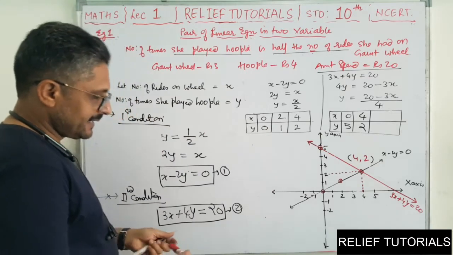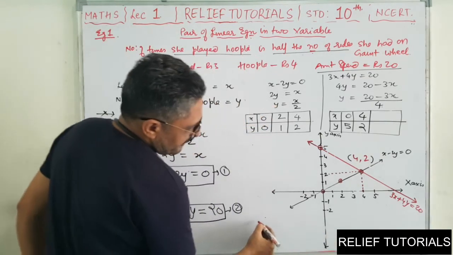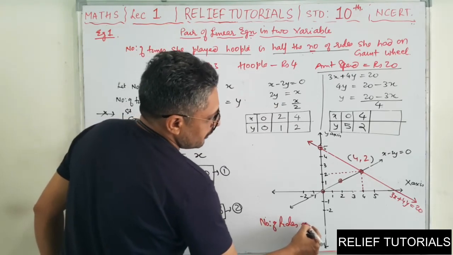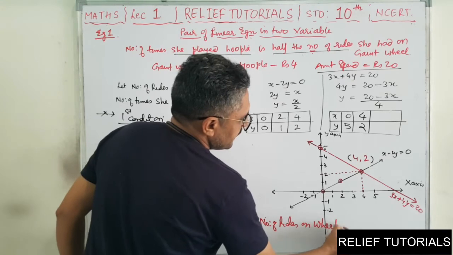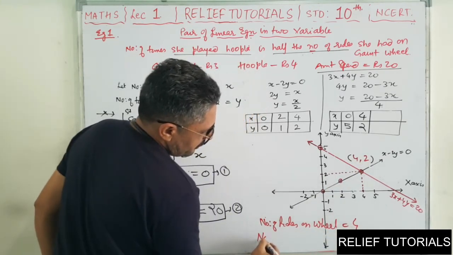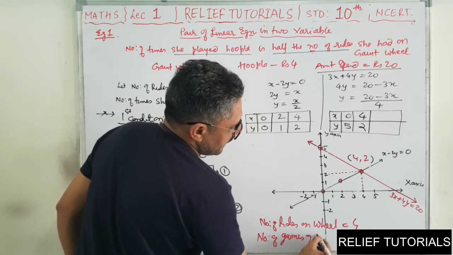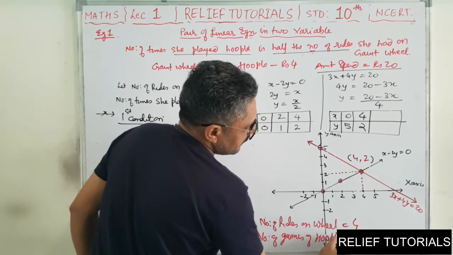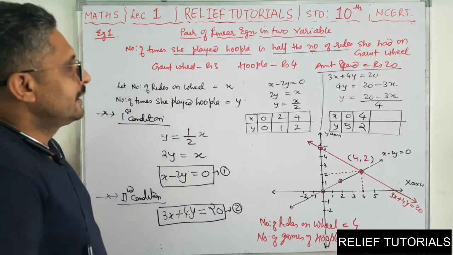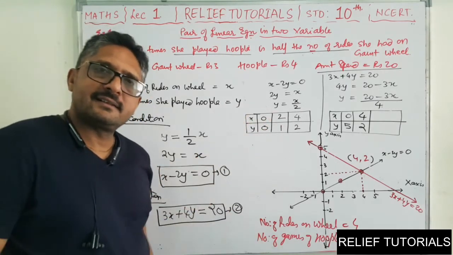So here at last you will write, the number of rides on the wheel is equal to x. x is 4. And the number of games of hoopla is equal to 2. Have you got it, friends? I hope you enjoyed this.